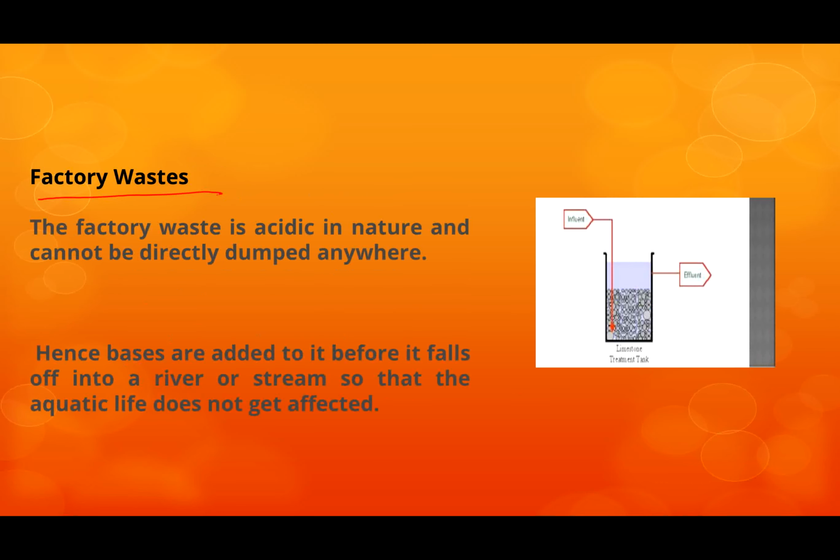Now factory waste is also acidic in nature, and it cannot be directly dumped anywhere, because if it is dumped into a water body, it is going to affect aquatic life, and if it is dumped on land, the soil will become acidic, which affects crop production. So what does the factory do? They neutralize the acidic nature by adding a base.